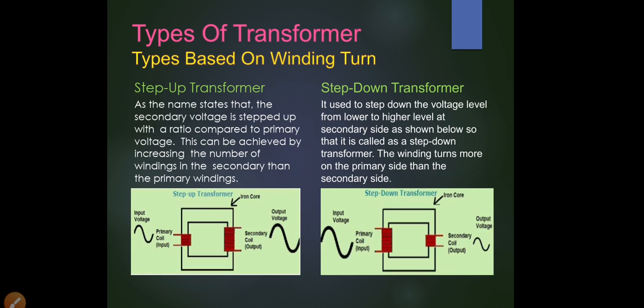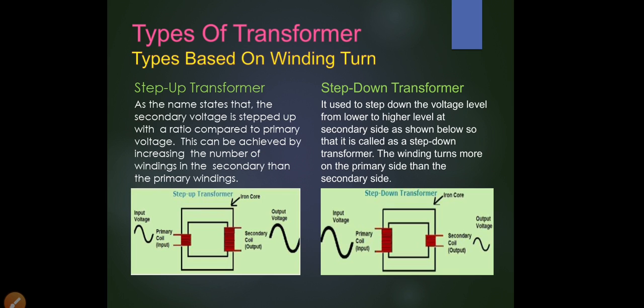The step up transformer has the maximum windings on the secondary side, with fewer turns on the primary side. The step down transformer has the maximum windings on the primary side and fewer turns on the secondary side. As the name states, the secondary voltage is stepped up by a ratio compared to the primary voltage. This is achieved by having more windings in the secondary than in the primary winding.